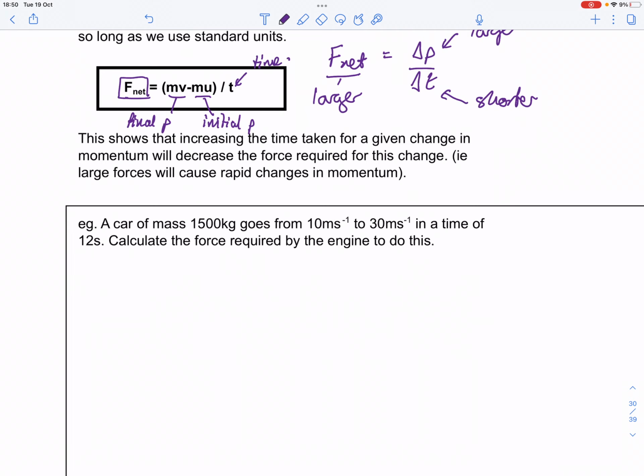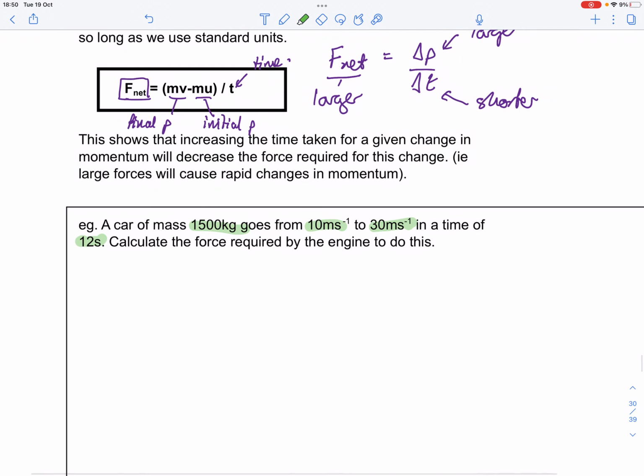Okay, so let's have a look at how we use that equation. Here's a quick example. We have a car with a mass of 1500 kilograms, and it is increasing its velocity and therefore increasing its momentum, and that is happening in this particular time here. We want to calculate the force required by the engine. We're assuming that's the only force, although probably it's not, but what we're technically calculating here is the net force. So the net force on that car by its engine is going to be equal to mv minus mu divided by the time taken for that change.